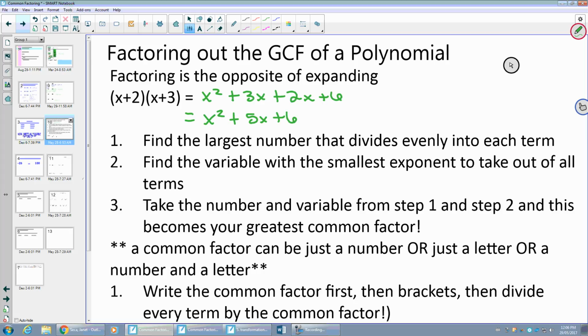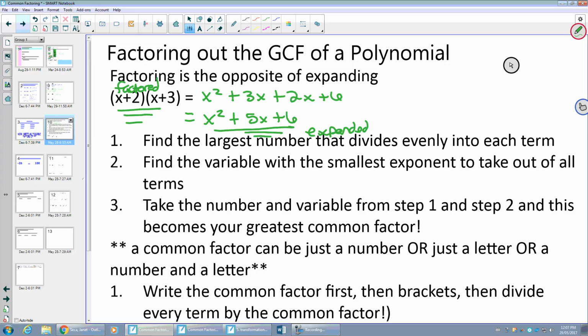This is expanding. This is in expanded form, this piece here. This is in factored form. So this is factored. This is in expanded form, or in standard form is what we have.